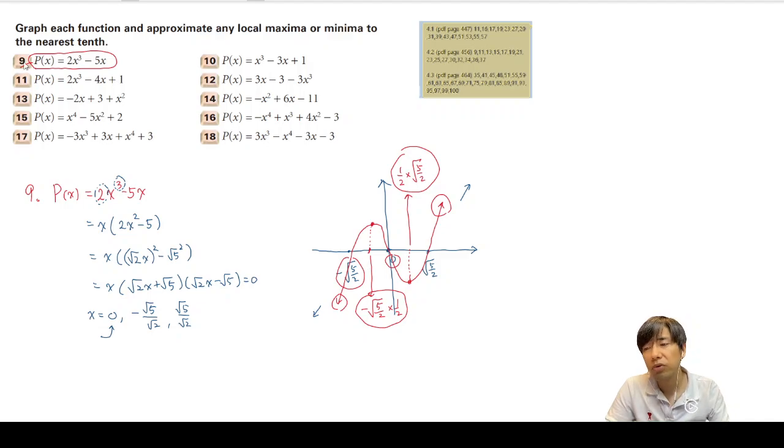You can do similar things for 11, 13, 15, 17. If you fail to factor these expressions, what you can do instead is to graph these on your graphing calculator or Desmos.